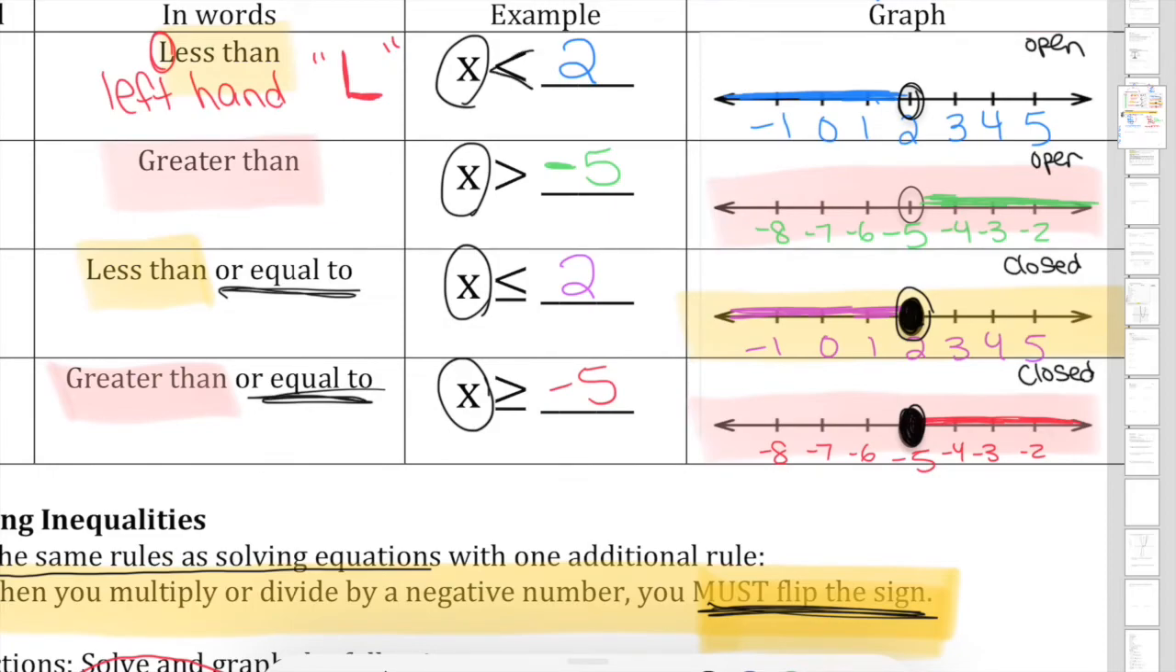Okay, but you can only use that it's pointing to the left, so I shade to the left rule if you have the x written first. If you have it written as the other way around, like 5 is less than x, for example, you can't shade it to the left.